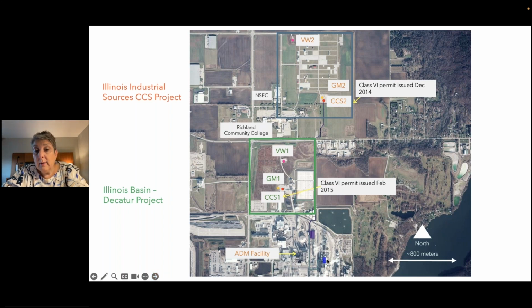What's happening is that CO2 is being captured at these little boxes at the bottom. Those are the compression and dehydration facilities where they are capturing CO2 off of ethanol. It gets piped via a very short pipeline to either CCS1 or CCS2. And they can store up to about 3,000 tons per day.